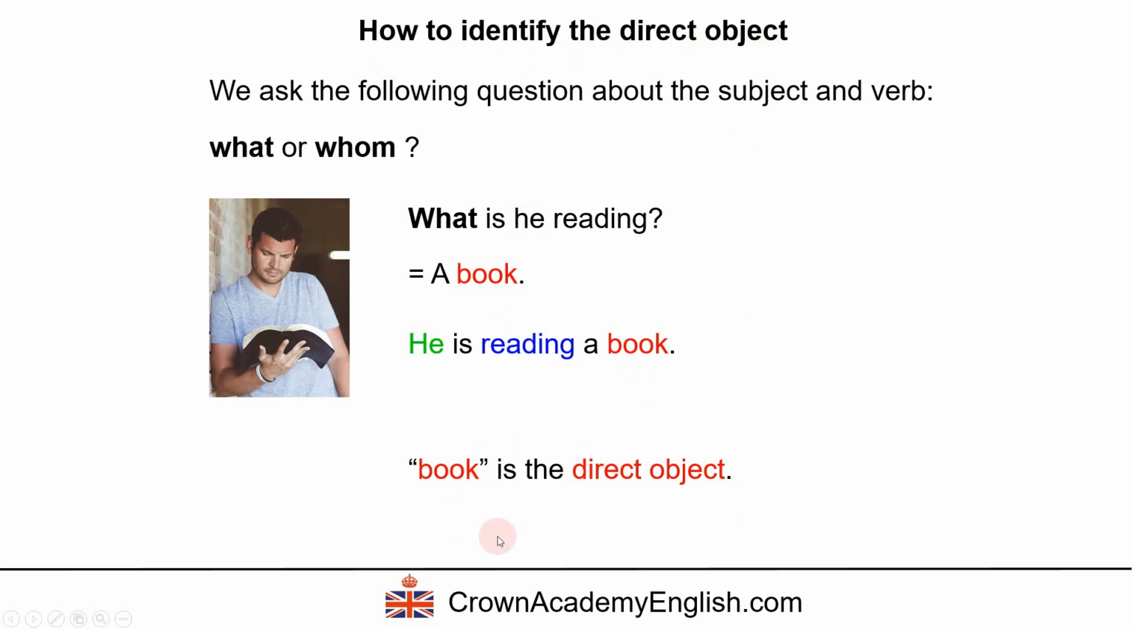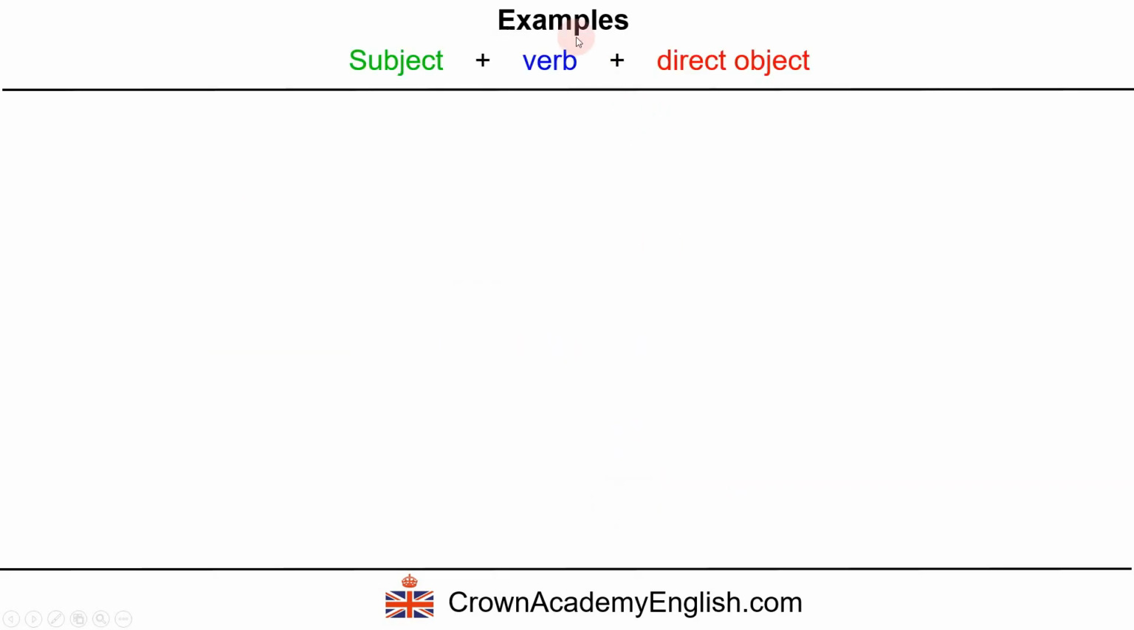And if there's no answer to this, if the question does not make any sense, if the question is strange, then that means there is not a direct object. Not all sentences have a direct object, and we will look at that later in this lesson. But first of all, let's look at some more examples. Don't forget, we have the subject, verb, and a direct object.